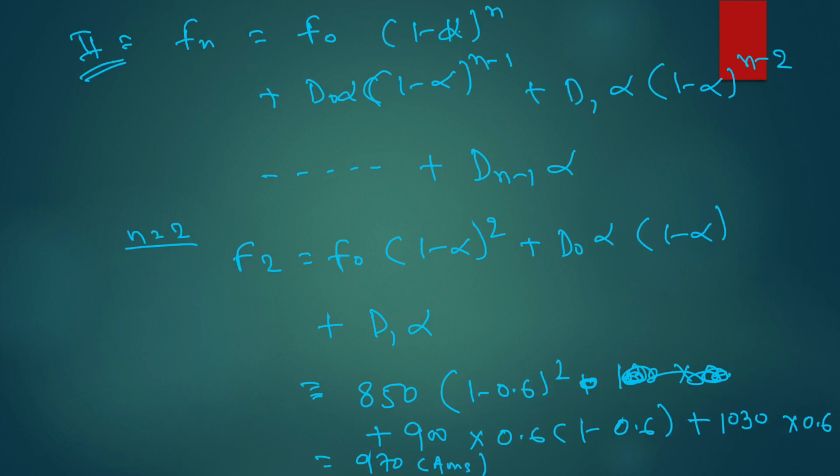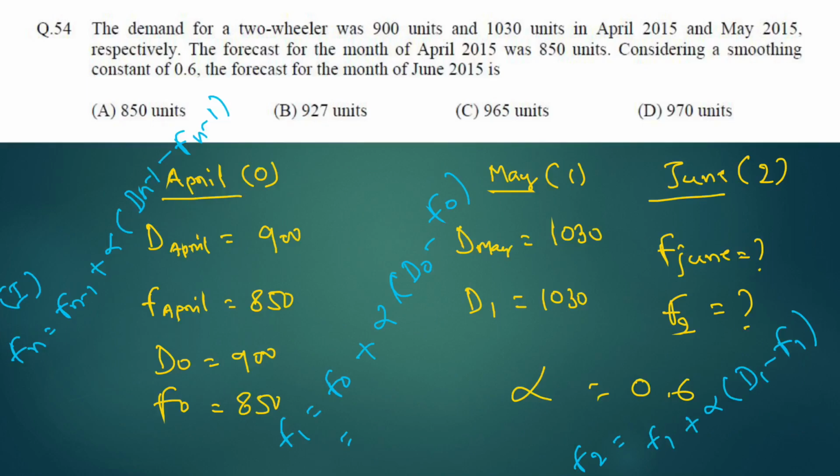This technique I am telling because if the number of steps is more, then this technique is useful. In the first technique also, only three lines are there: April, May, June, three steps. So with the first technique also, you will get the same answer. And if the number of steps are more, the second technique is very, very useful. So the answer is D.